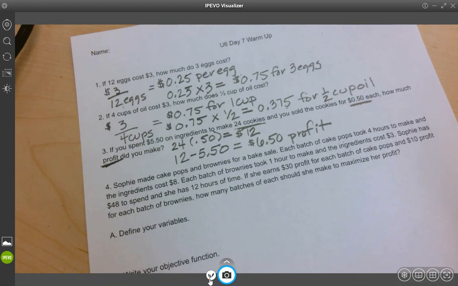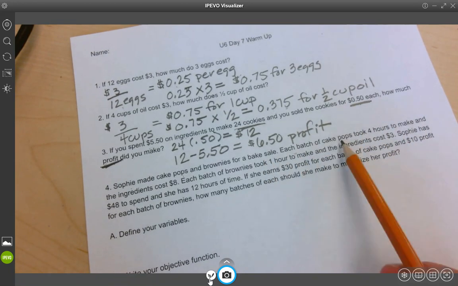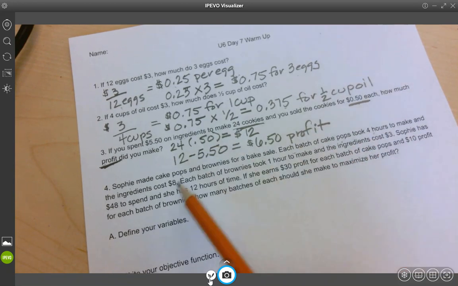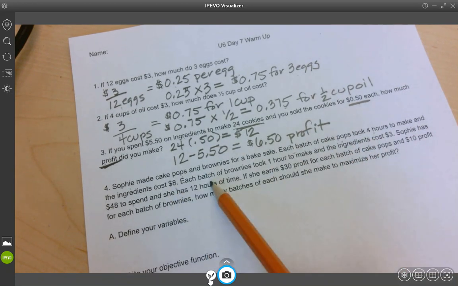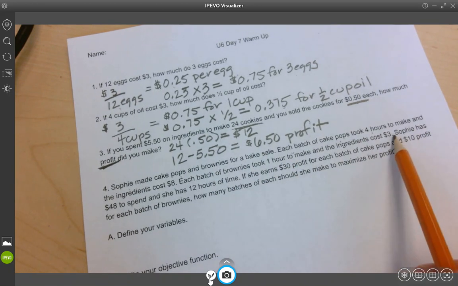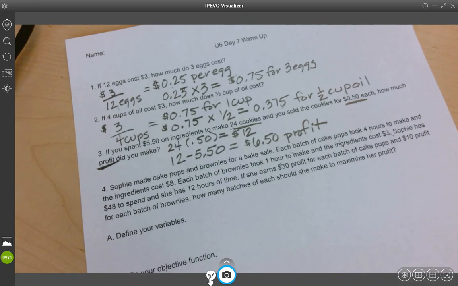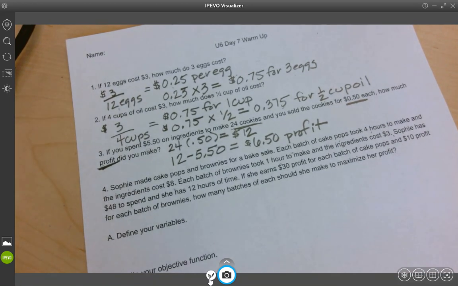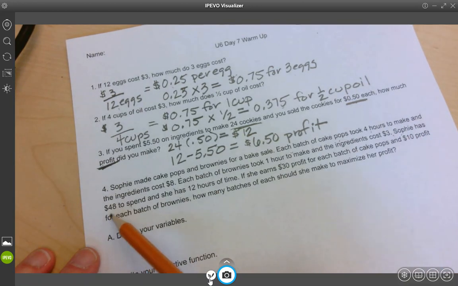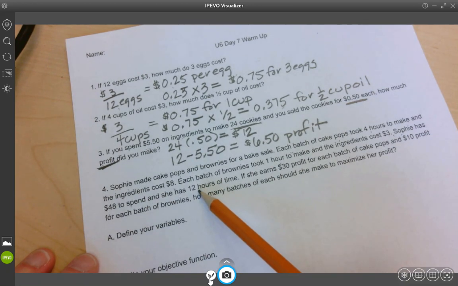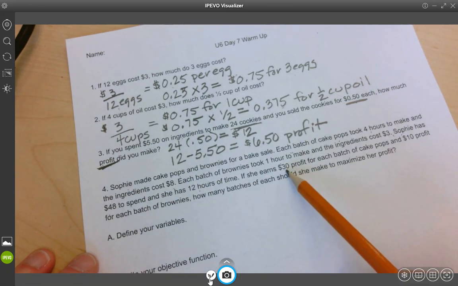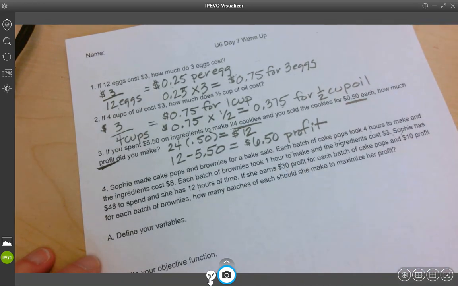No, they take forever. So each batch of cake pops took 4 hours to make, and the ingredients cost $8. And each batch of brownies took 1 hour to make, and the ingredients cost $3, right? So it seems like these cake pops take a lot of time and money to make, but it pays off because let's look at the profits. Well, before the profits, we know she has $48 to spend in 12 hours of time. So she's going to earn $30 profit. That's not just the money she takes in, that's the money that's the profit, okay? For each batch of cake pops, and she gets $10 profit for each batch of brownies.